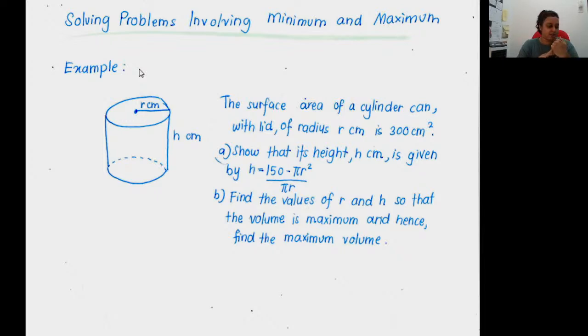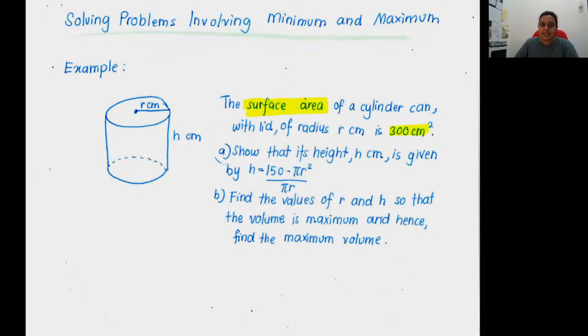The surface area of a cylinder can with lid of radius r is 300 cm squared. Show that the height h is given by h equals 150 minus pi r squared over pi r. Can you see here? There's one important piece of information. Surface area is 300 centimeter squared.